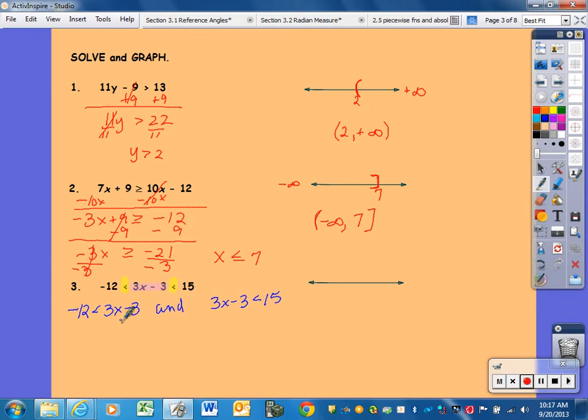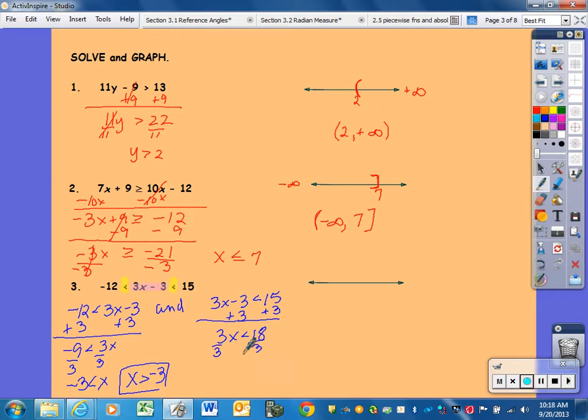Now solve each. Add 3. Negative 9 is less than 3x. Divide by 3. Negative 3 is less than x. So if negative 3 is less than x, x would be greater than negative 3. Now let's solve our second. Add 3. 3x less than 18. Divide by 3. x less than 6.